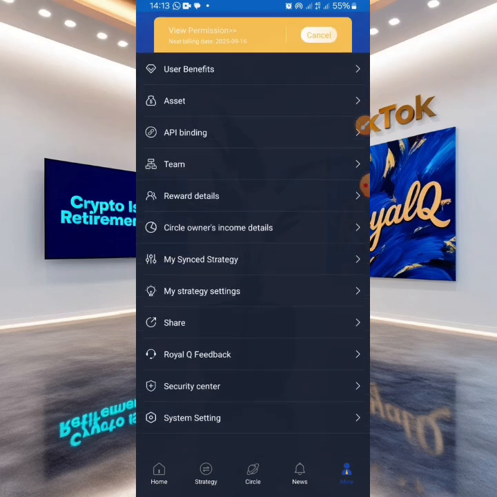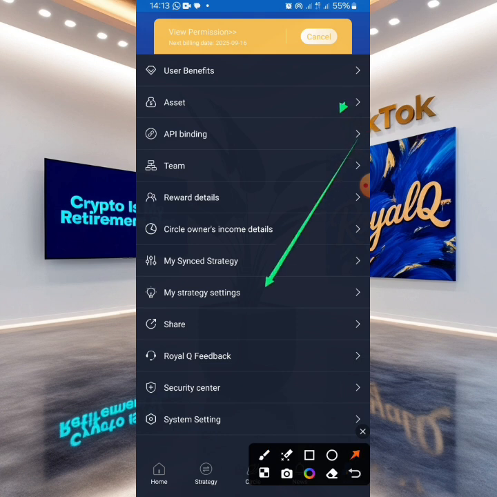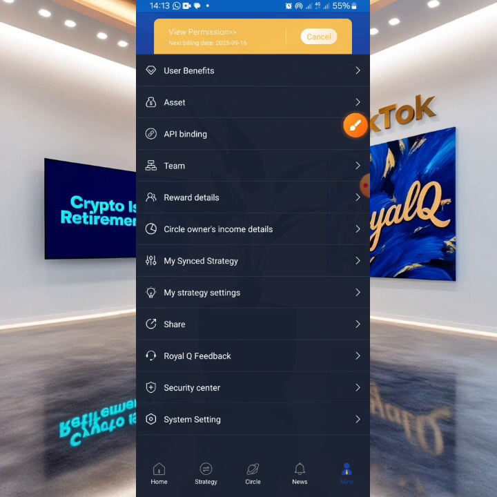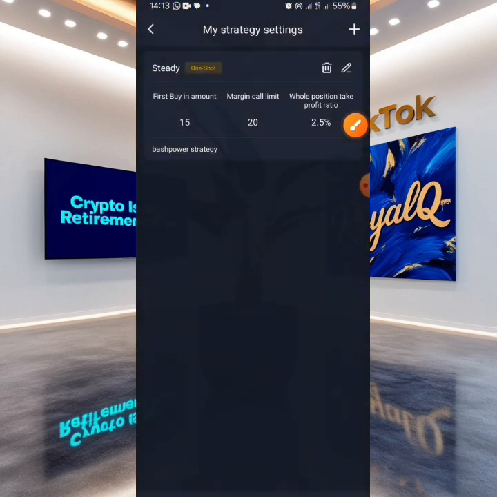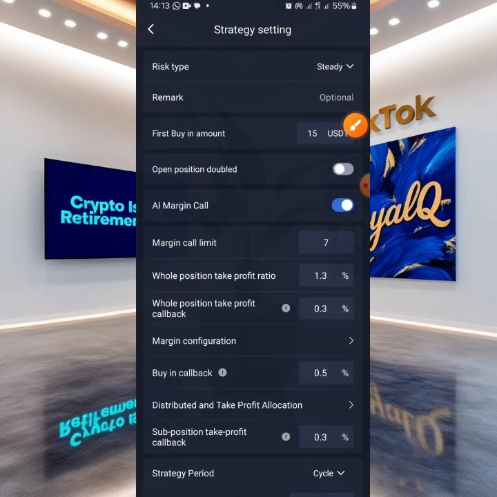So now let's see how we can set our strategy permanent into our Royalq trading software. Now you'll come here on the my strategy setting. This is my strategy setting. You click on it. After clicking on it, if you have a strategy already, it will appear there. If you don't have, there will be a word add it now. Then if you have, you can add another one here by clicking on that plus sign. So you click on it, it will bring you to this page.